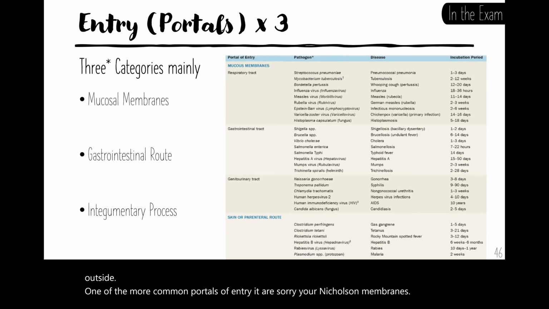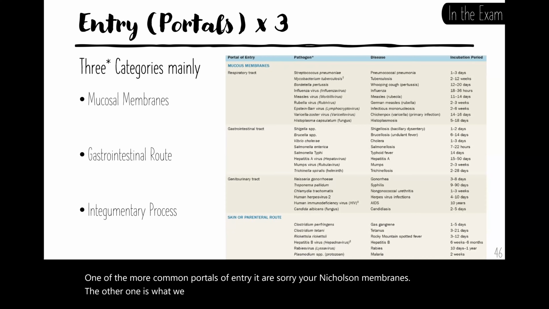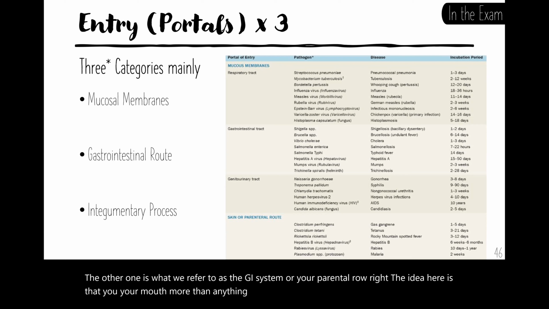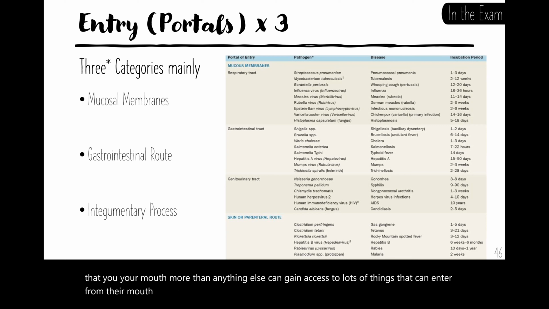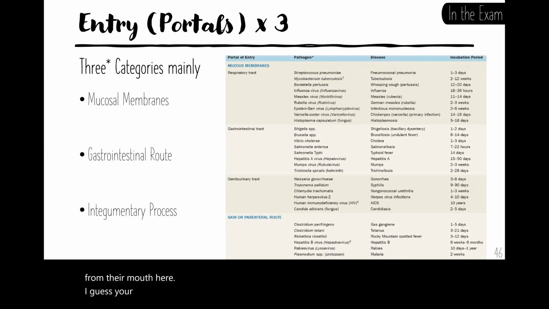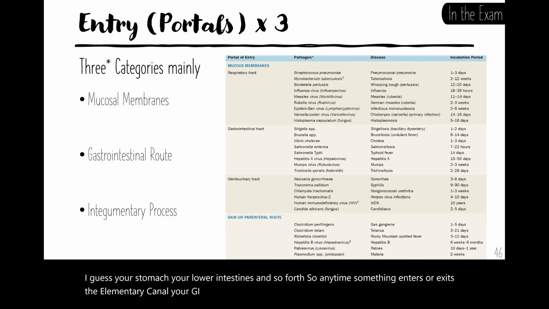The other one is what we refer to as the GI system or your parenteral route, right? The idea here is that your mouth, more than anything else, can gain access to lots of things that can enter from your mouth to your esophagus, to your stomach, to your lower intestine, and so on and so forth. So anytime something enters or exits the alimentary canal, your GI route, that's another portal of entry, right?